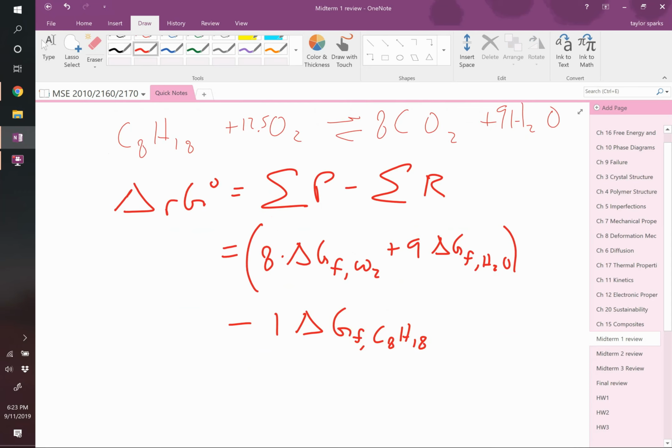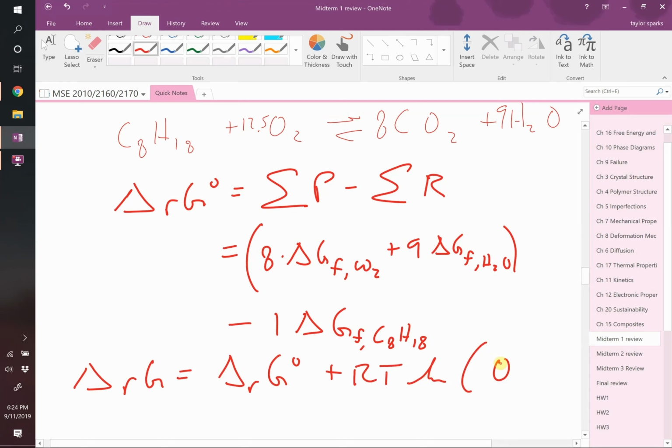I forgot your name already. Chase. Can we do that again using the partial pressures? So partial pressure doesn't come into delta RG naught. It's when you want the total change in energy that needs both theory and experiment. So let's do this with partial pressure. Now we're going to calculate delta RG, and we know that that's equal to delta RG naught plus RT natural log of Q.